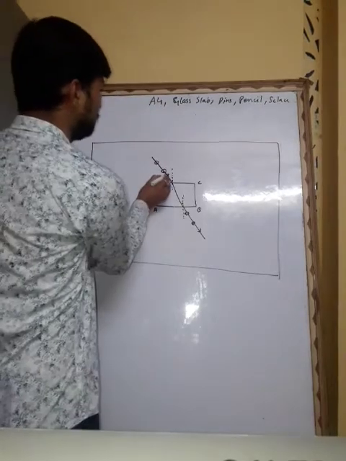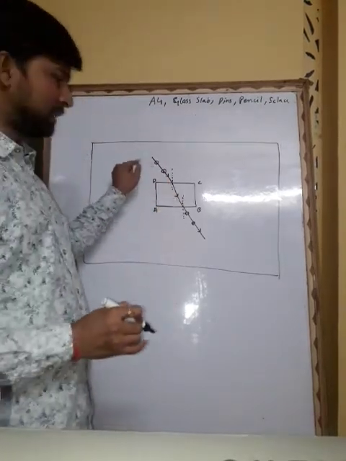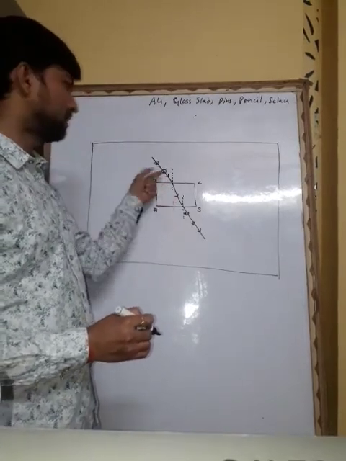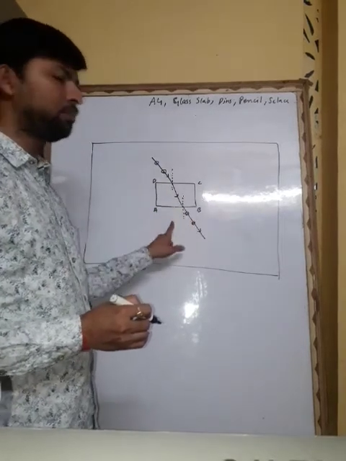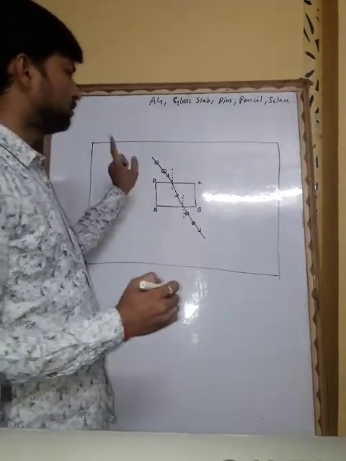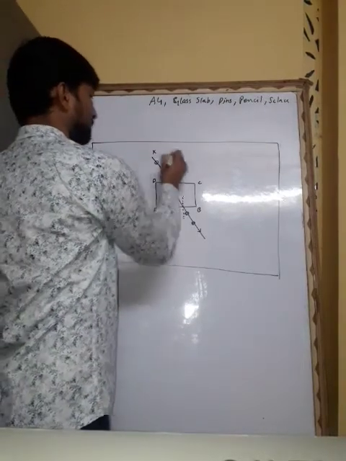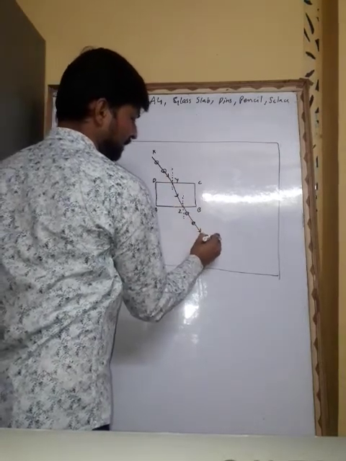So what we have observed is that when light travels from one medium to another medium, it bends. You have studied this before, and now you are proving it experimentally. As usual, this is the incident ray. Mark X, Y, Z, P.